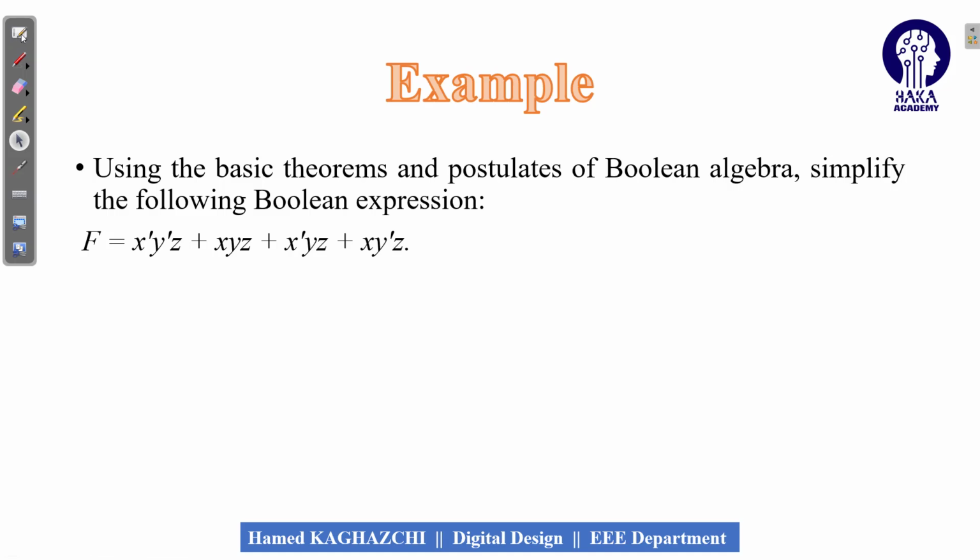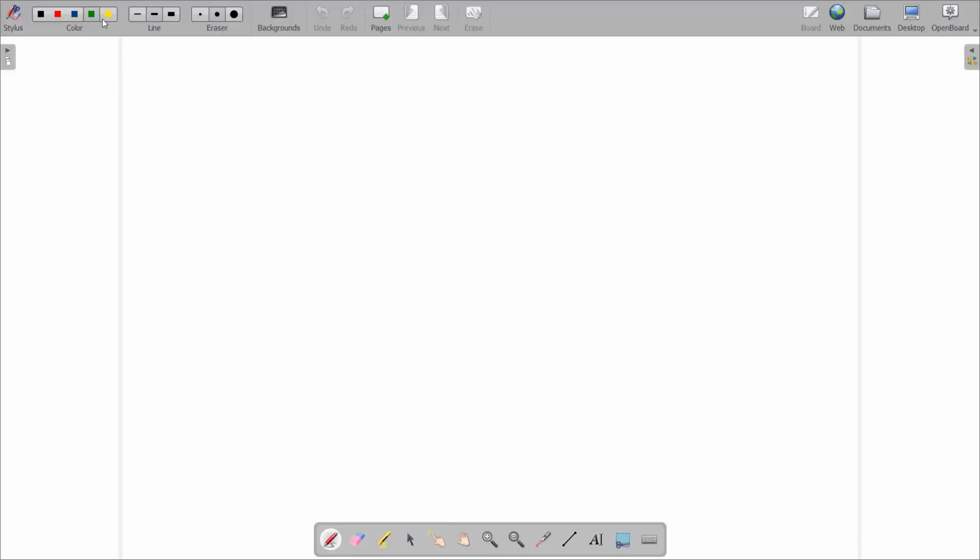Let's rewrite this Boolean function and explain how we can do it. Suppose that I have something like that. I say that f is equal to x prime y prime z or xyz or x prime yz or x y prime z.